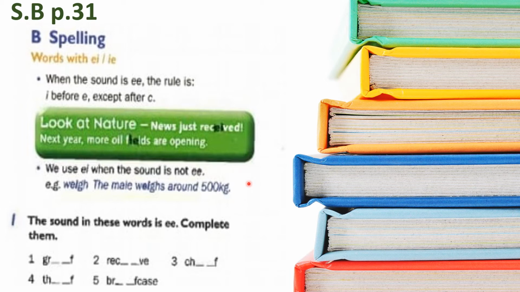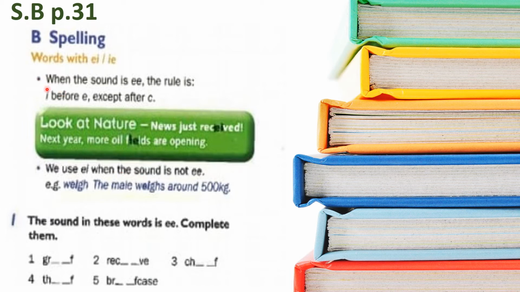In a previous lesson, we talked about the adjectives that end in AL and Y letters. Now we are going to start with the second topic on this page. This is spelling. Words with EI and IE. The words that have EI letters or IE letters have the sound E. But, of course, we have exceptions.